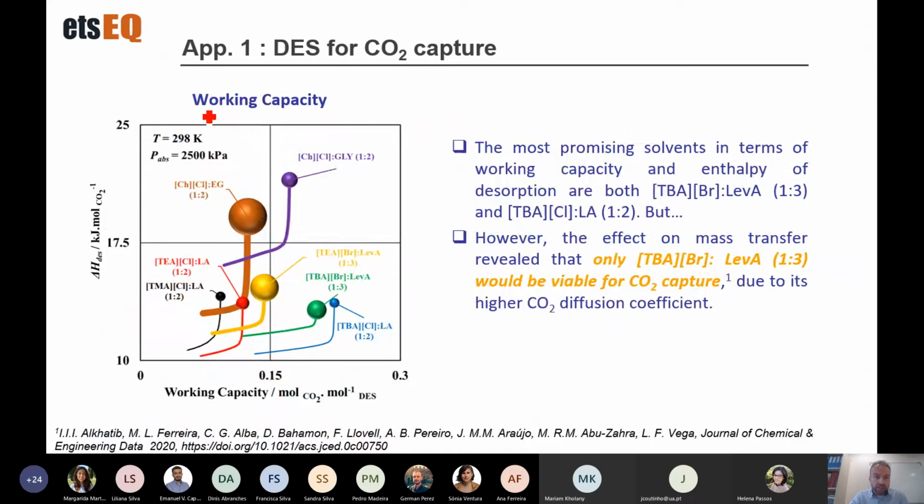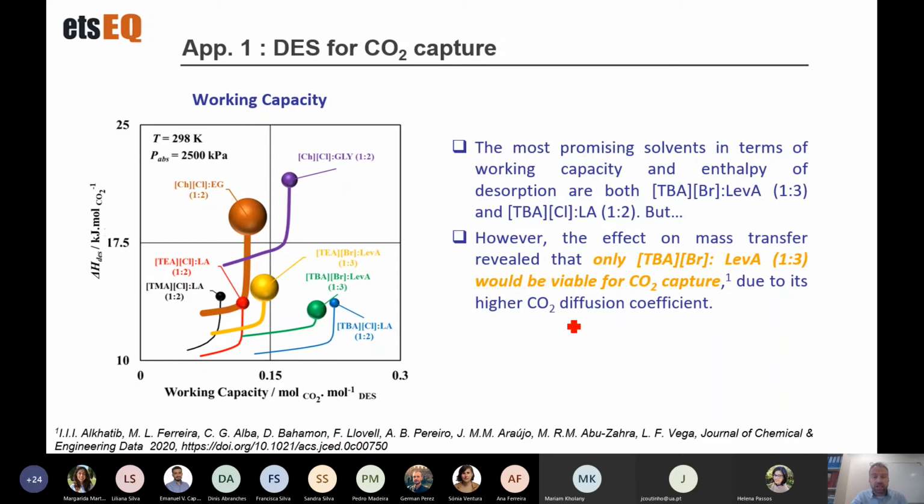To summarize, if we check the working capacity, the moles of CO2 per mole of DES, and the enthalpy of desorption, we want to be in this area. We want a high capacity and a low enthalpy of desorption, and here we have TBACl lactic acid and TBABr levulinic acid. However, the size of these balls indicates the mass transfer effects. This one is too small, which means that mass transfer effects are not favorable because the viscosity is very high and the CO2 diffusion coefficient is very low. So in this study, the best choice would be TBABr levulinic acid 1:3.